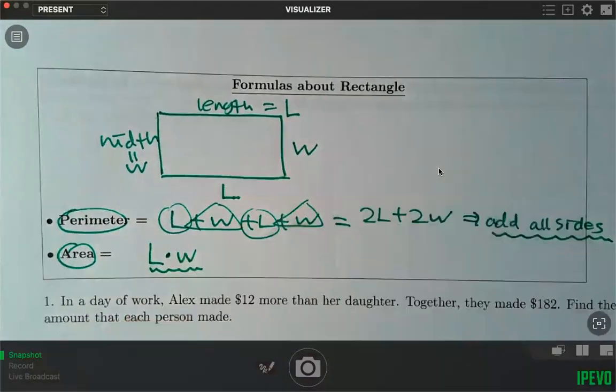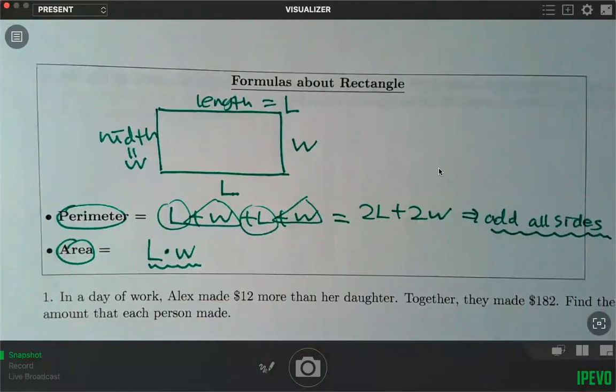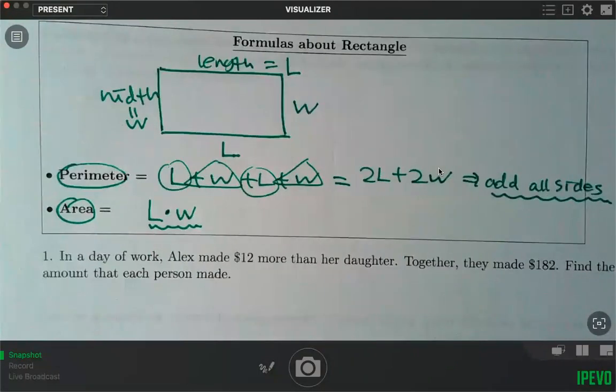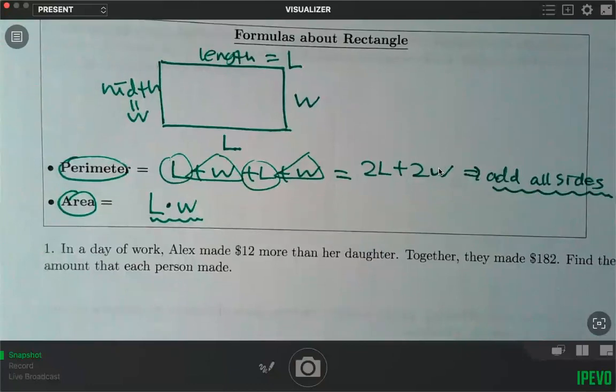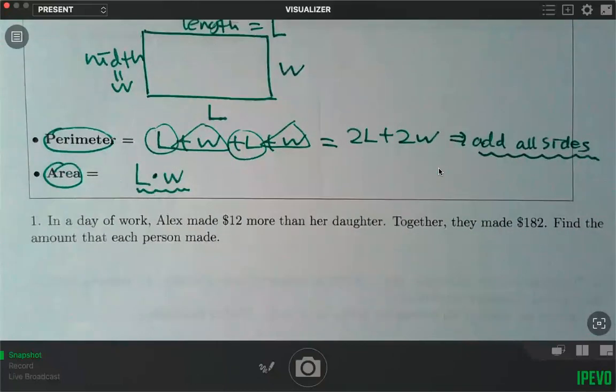Okay. The common mistake that people make is they write L times W for the perimeter and add all sides for the area. Okay. Be careful. That is quite a common mistake. So now we are going to use this formula somewhere, I believe, but not for number one.